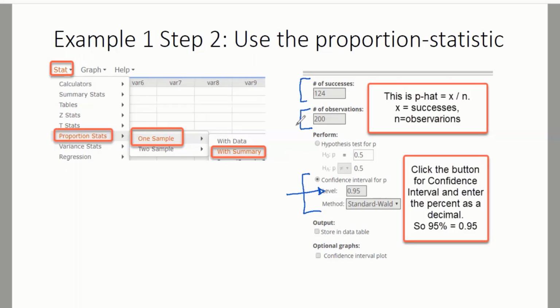The number of observations is our sample size, N. And the number 124 was the top of the p hat, how many successes. They call it success, but it's really how many people answered the question the way you were looking for them to answer it. That's what they mean by success.